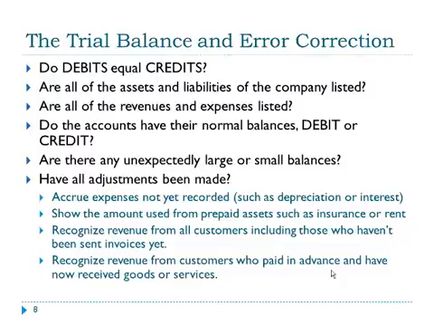Do we show the amounts used out of prepaid assets, such as insurance or rent, or are they still at their initial amount that we posted for the year? Have we recognized revenue from all of our customers, including those who haven't been sent invoices yet? Have we recognized revenue from customers who paid in advance and now have received goods and services, or is our unearned revenue account too high? These are the kind of questions we can ask from a trial balance.